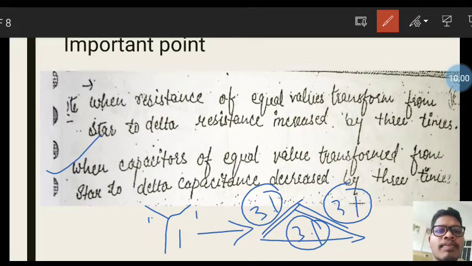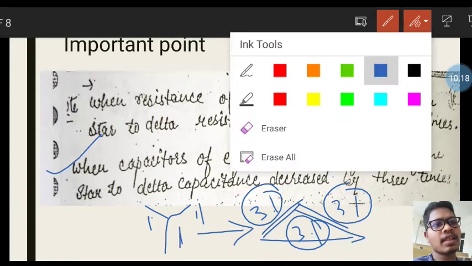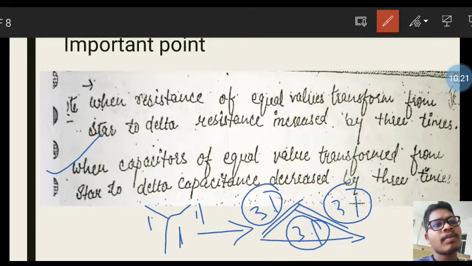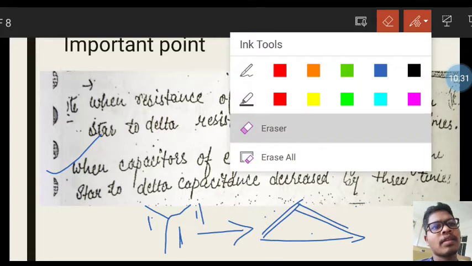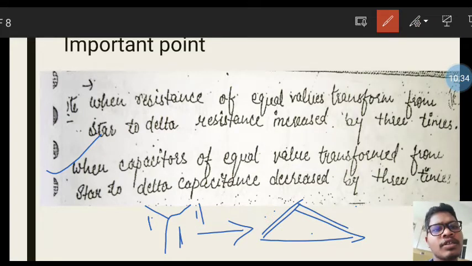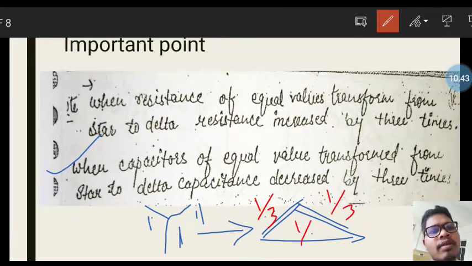And this is another important point: if capacitances of equal value are transformed from star to delta, the capacitance decreases by 3 times. That means if there is one capacitance and another one capacitance here, all with the same value, then now see, the capacitance value will decrease in star to delta conversion. That means 1 divided by 3 here, 1 divided by 3 here, here also 1 divided by 3.